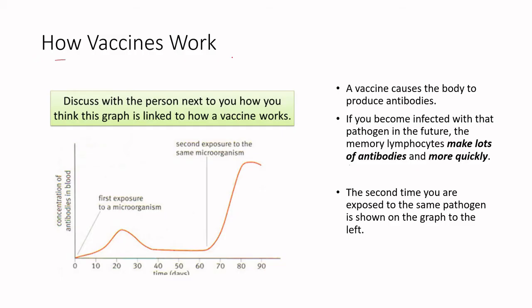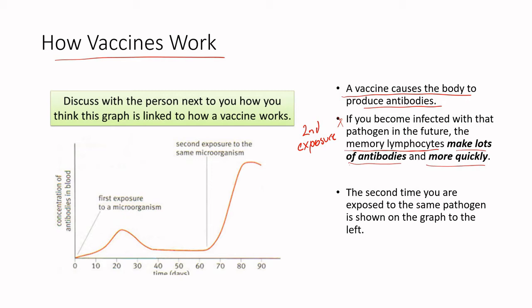Okay, let's have a quick look here at how vaccines work. We know that a vaccine causes the body to produce antibodies, but also the vaccine causes the body to produce memory lymphocytes. If you become infected with that specific pathogen in the future, and we call that the second exposure, those memory lymphocytes are going to make lots of antibodies and they're going to do it very quickly. So the second time you get infected, as I've already mentioned, your body fights it very rapidly.